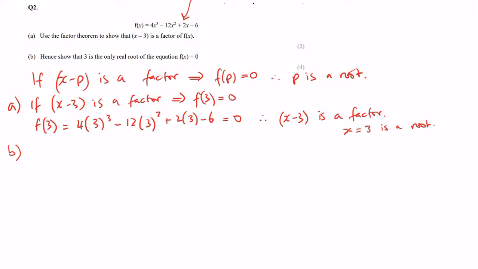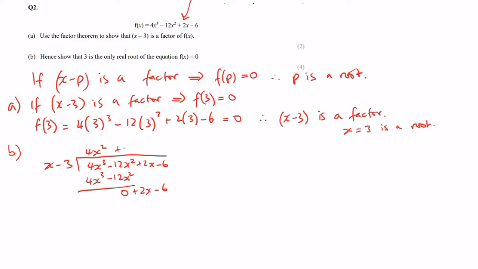One way of doing this is algebraic long division. So we could divide all of that by our factor x minus 3. So we'll do that quickly. X into 4x cubed, 4x squared. That leaves us with 4x cubed minus 12x squared, which is 0. And then continue with the rest.